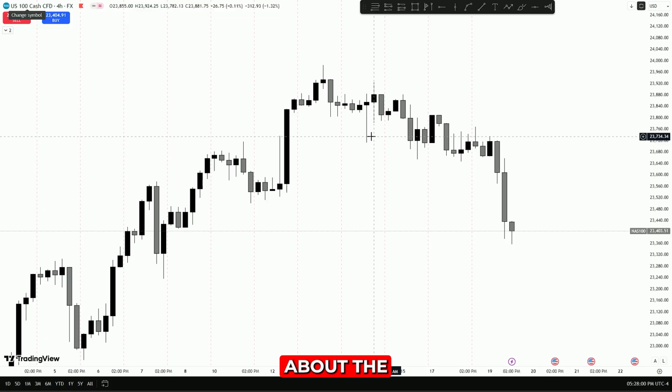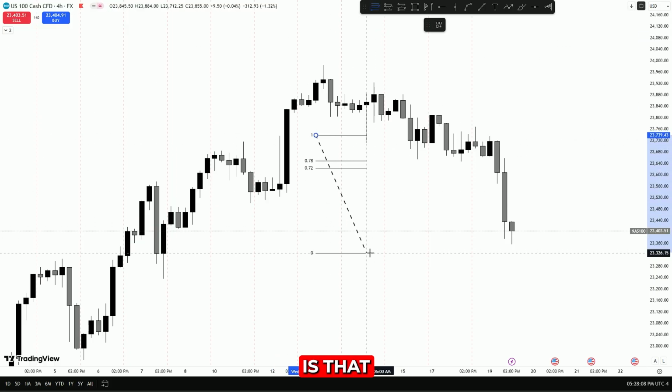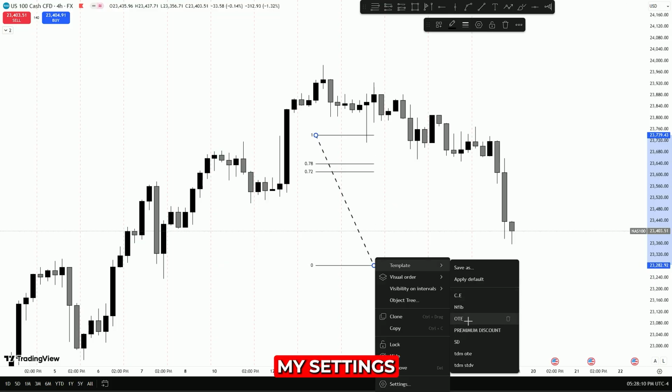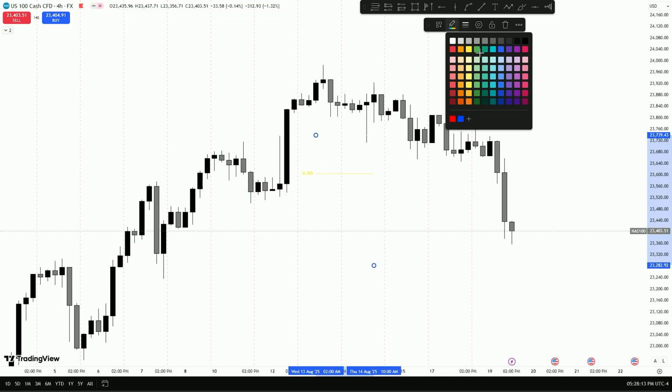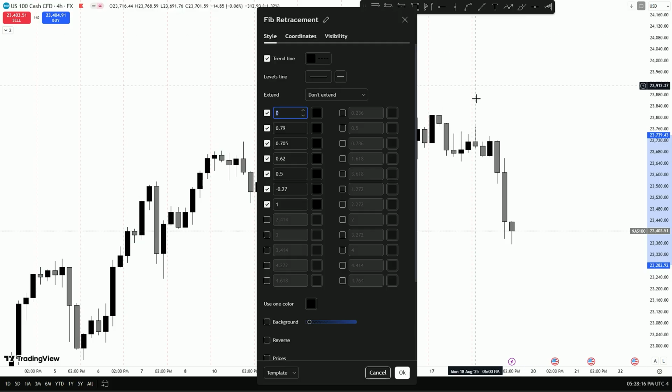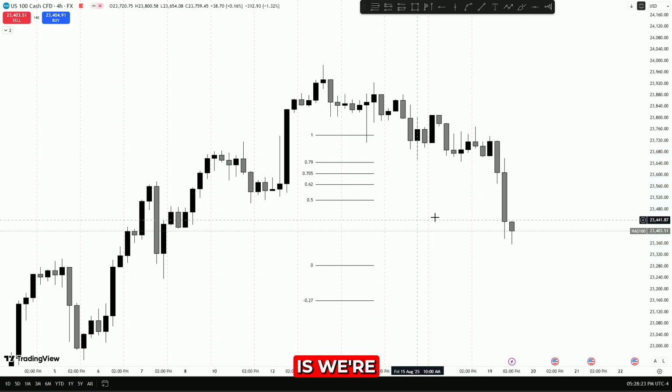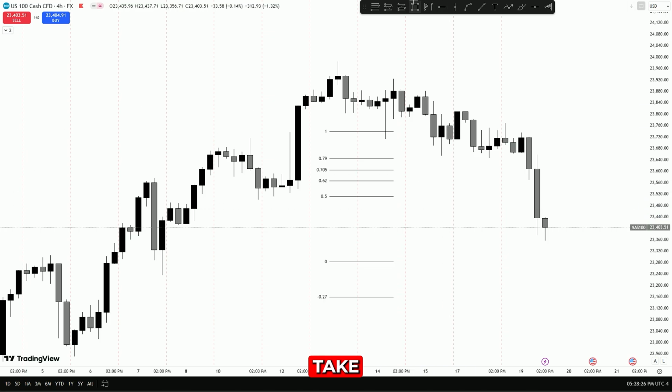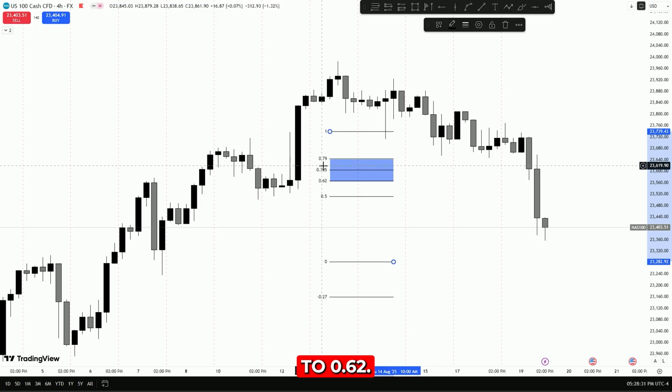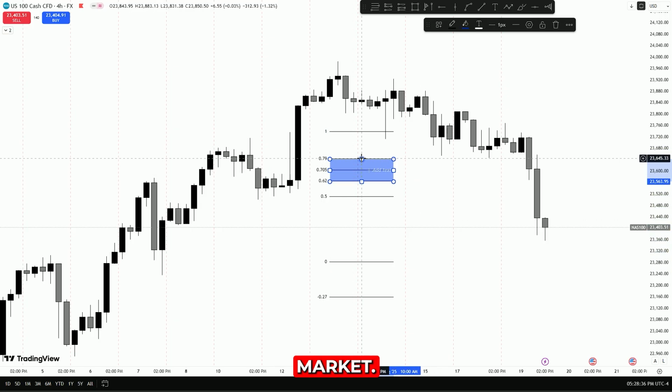We are going to discuss the OTEs. What is OTE, optimal trade entry? First of all, you simply need to copy my Fib settings. You can take a screenshot as well. Now we're going to take these zones, from 0.79 to 0.62. These are the important zones that we're going to take in the market.